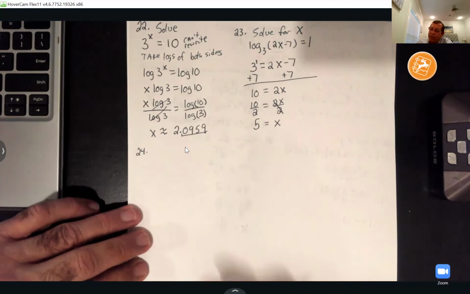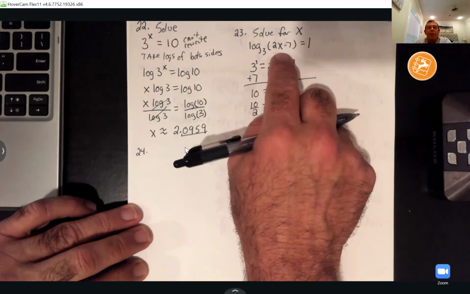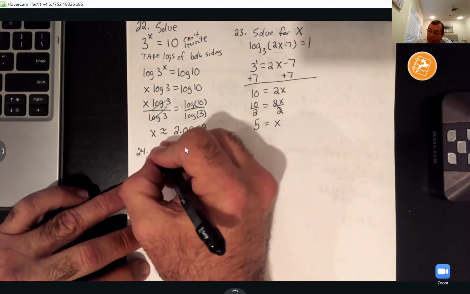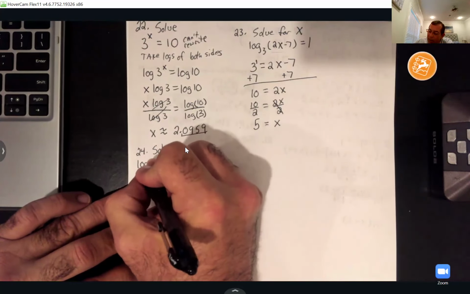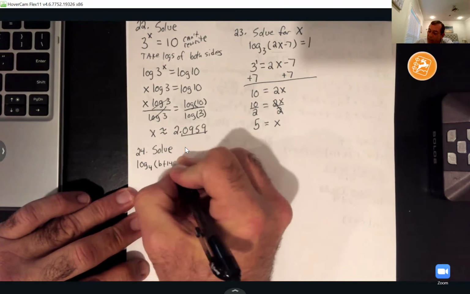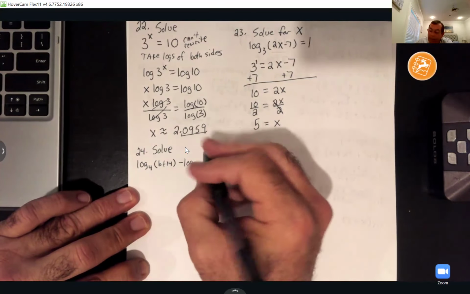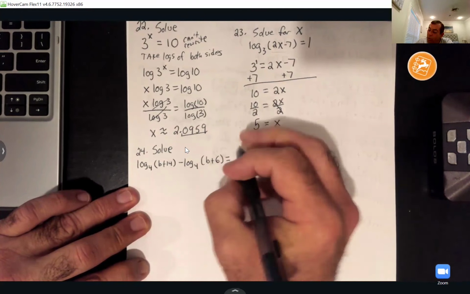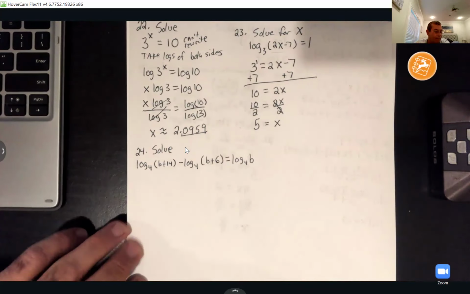So you noticed on the exponential, they gave you one you could rewrite, one you can't. On the logs, they're giving you a single log at first. Now look here on this one. We're going to solve this one. Log base 4 of b plus 14 minus a log base 4 of b plus 6 equals a log base 4 of a b.